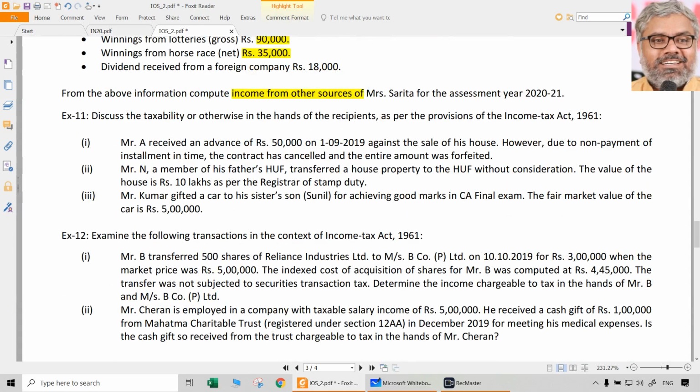Now moving on to exercise number 11. Once again here it is discuss. Discuss means only just to tell taxable or not taxable. Something like that. Let us see.